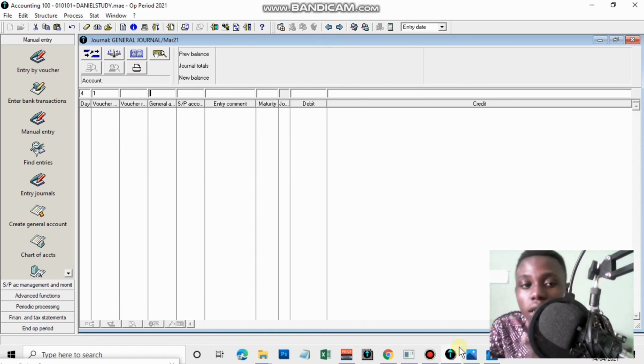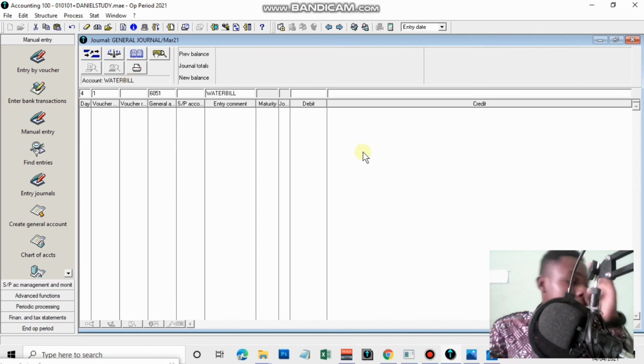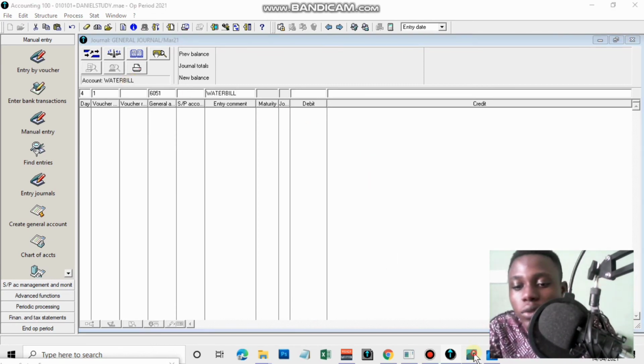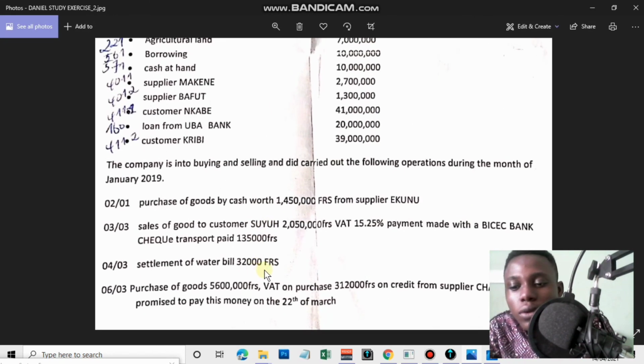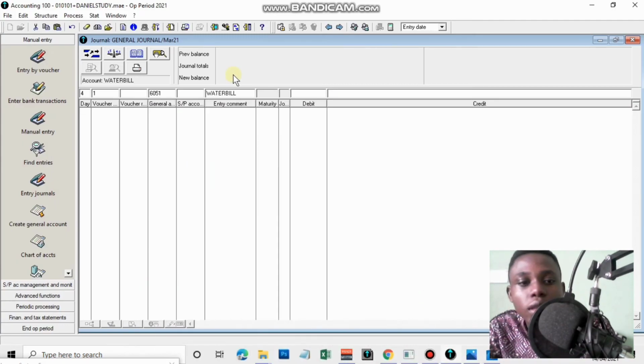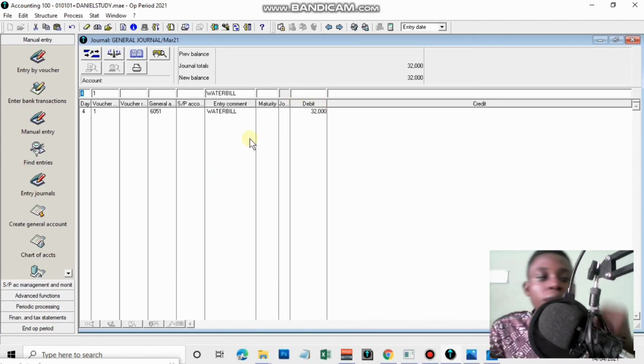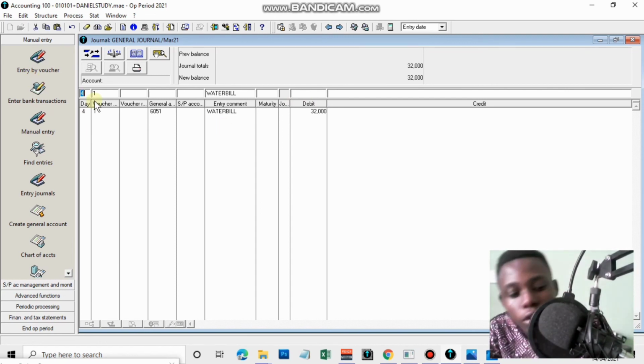So here now the general account for water bill is 6051. Here we're going to see water bill. Since the expenses are debited, how much was for the water bill? Water bill was 32,000. So we're going to record here 32,000 on the debit side. Then after it, we're going to record now on the very day the cash that went out, 571.